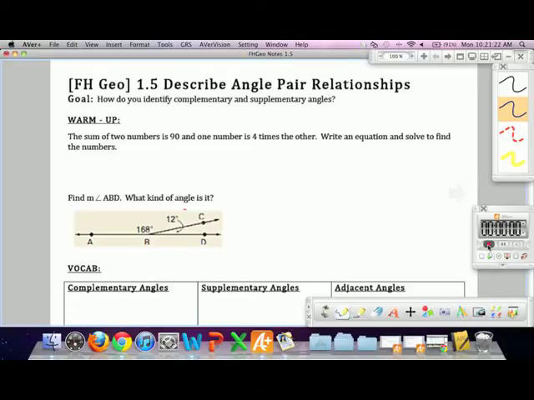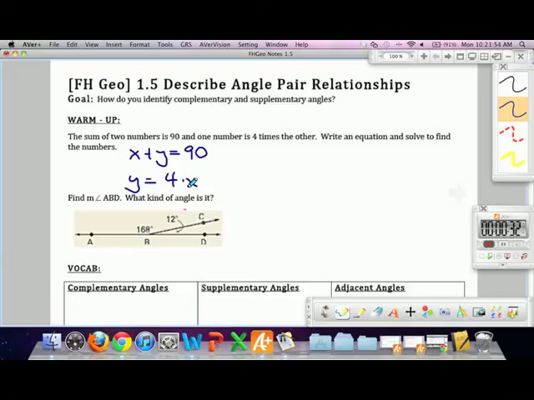The sum of two numbers is 90. Many of you chose to do this: x plus y equals 90, and one number is 4 times the other. So if you said one number is equal to 4 times the other, you could create 2 equations with 2 unknowns. If you do this, then, oh, but y is 4x.